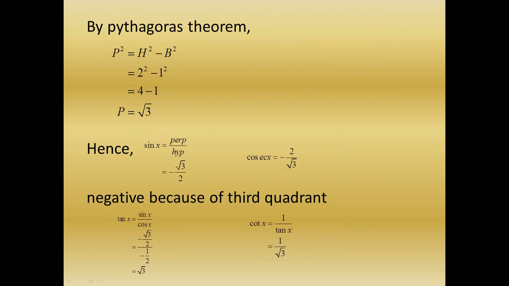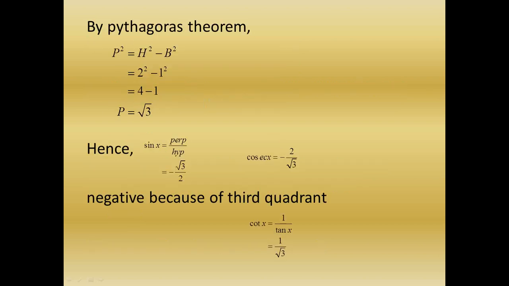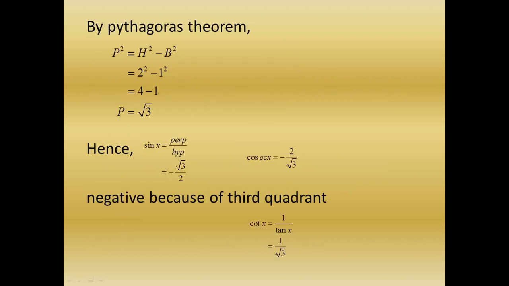So I have sine. Sine is what? Perpendicular upon hypotenuse, but over here sine will be negative since we are in the third quadrant. X lies in the third quadrant. Only tan and cot will be positive. So perpendicular is root 3. Hypotenuse is 2. So minus root 3 by 2, negative because of the third quadrant. Since sin x is minus root 3 by 2, cosec x will be minus 2 by root 3.